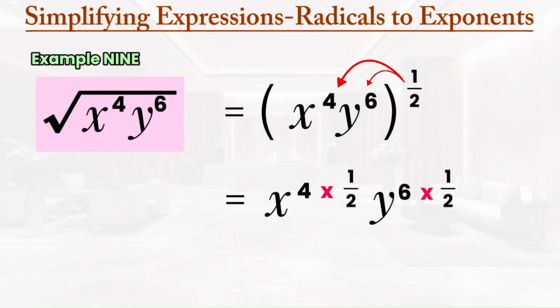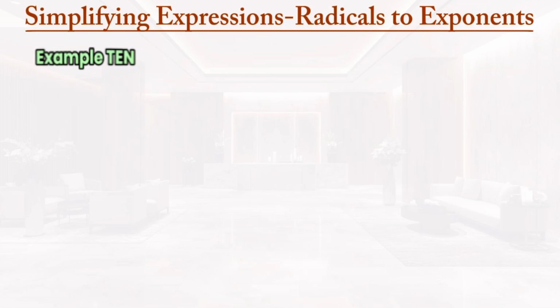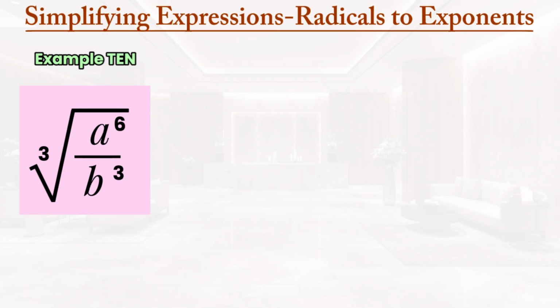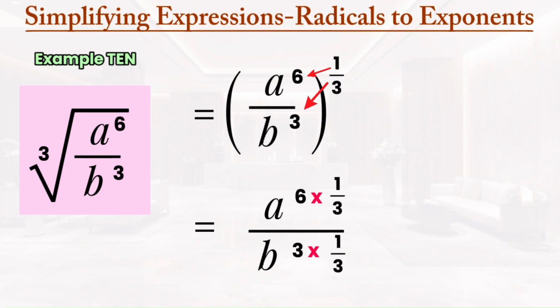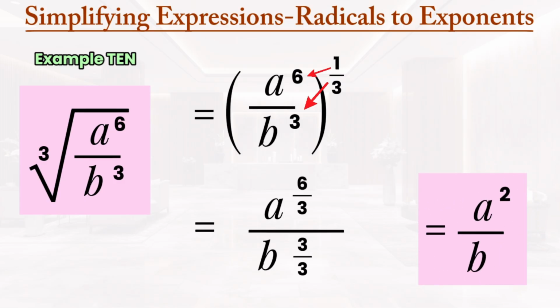As a result, we get an answer of x squared times y cubed. With this example here, our subject is now a quotient. We write it out like this by placing a to the power of 6 over b to the power of 3 in brackets and giving it its fractional exponent 1 over 3. Now distribute the 1 over 3 exponent by multiplying it with the other exponents from a and b. This results in a final answer of a squared over b.